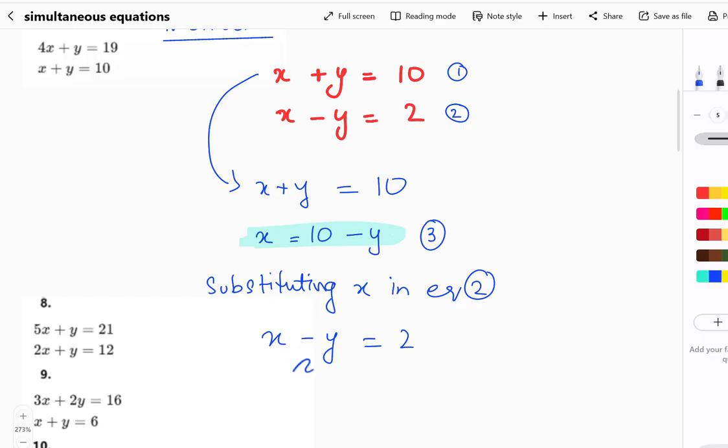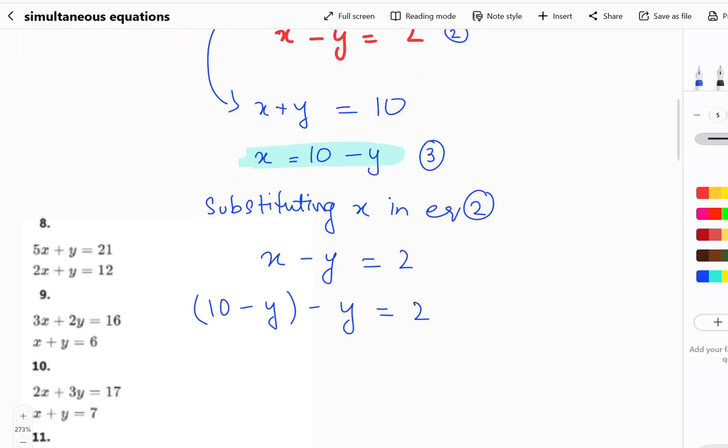So I'm going to say, instead of writing x, I'm writing 10 minus y, and then we have a minus y here, and then a 2. I wrote the thing in brackets so that you would understand. I wrote it in the place for x. Now in the next step, I'm just going to expand it.